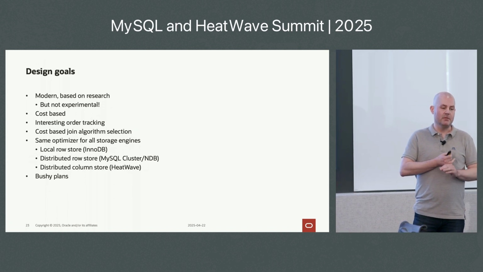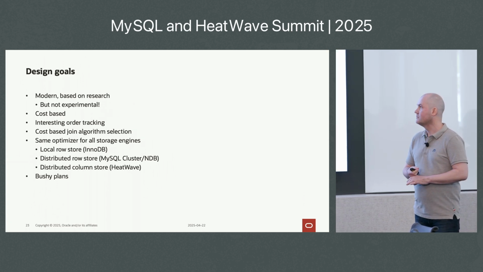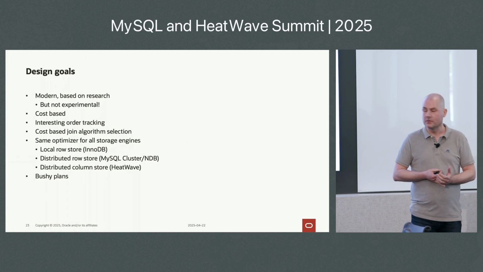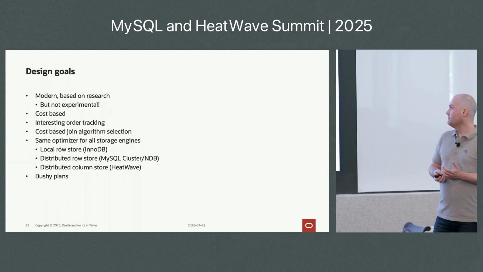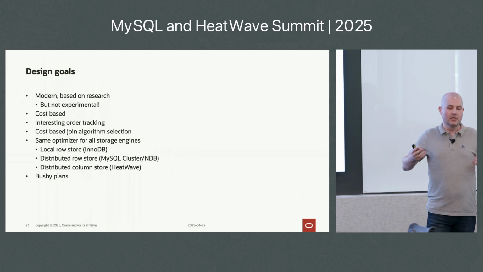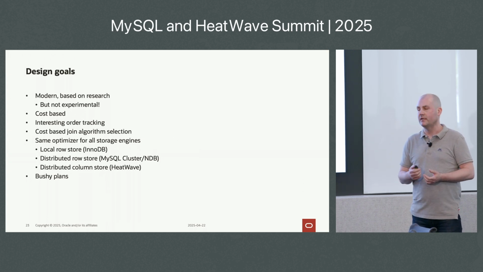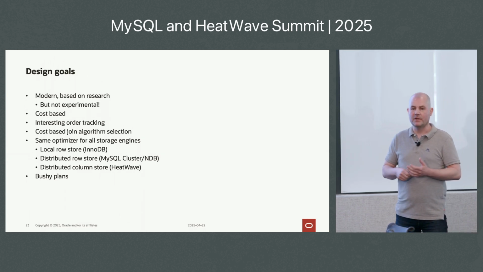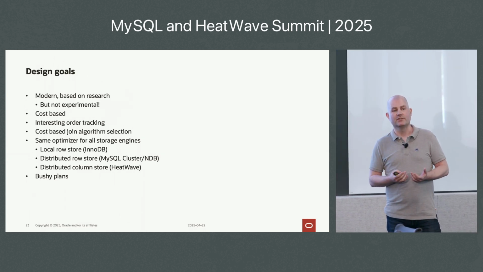It also had to be much more cost-based than the old optimizer. It had to take interesting orders into account, and it had to do cost-based join algorithm selection and cost-based everything basically. And we want these bushy query plans where you can take two join results and join them together. So not joining in one more table at each step. And for us, very, very important, one optimizer that solves the query optimization problem for all the storage engines that we have.